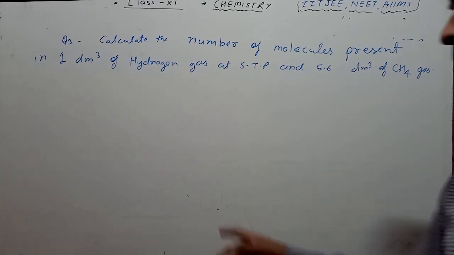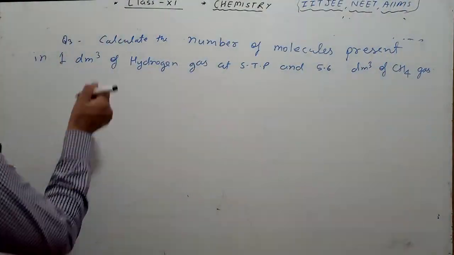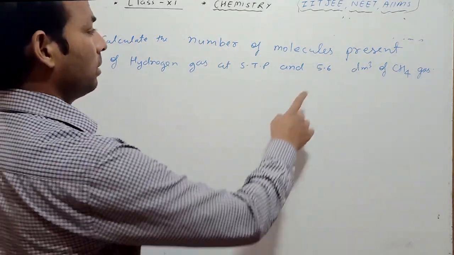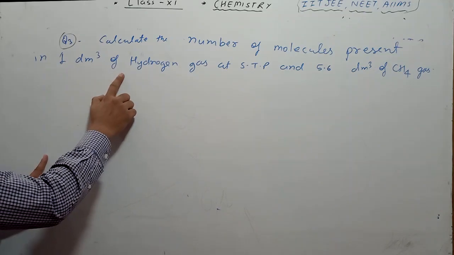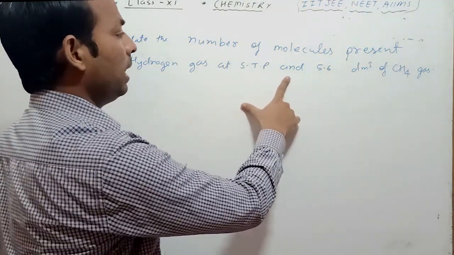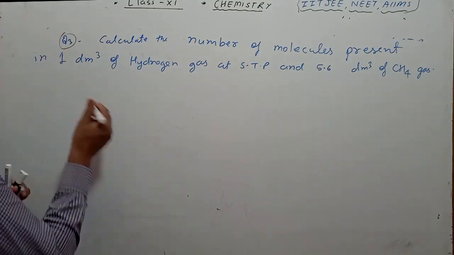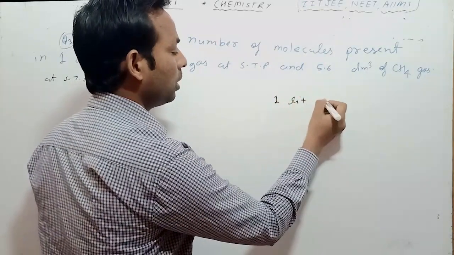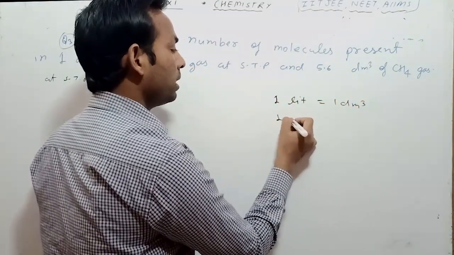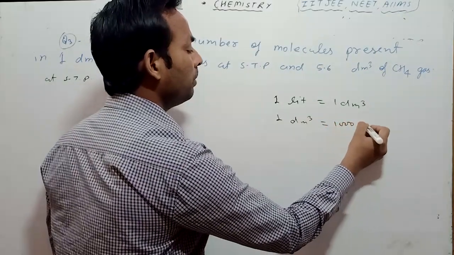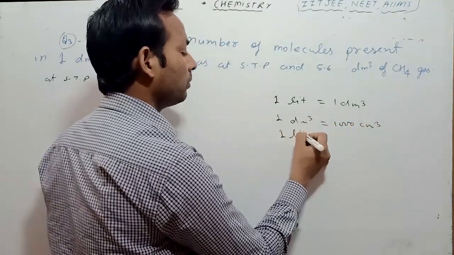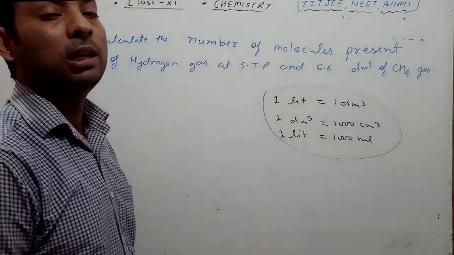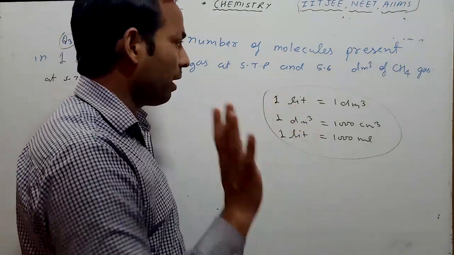Well, students, question number 3 I have written here. Look here, what is the question? Calculate the number of molecules, that is capital N, present in 1 decimeter cube of hydrogen gas at STP and 5.6 decimeter cube of methane gas at STP. So look here, I am going to tell you 1 liter equals 1 decimeter cube. 1 decimeter cube equals 1000 centimeter cube, or 1 liter equals 1000 ml. So these are the relations between decimeter cube and liter. 1 decimeter cube equals 1 liter. Don't forget this one.